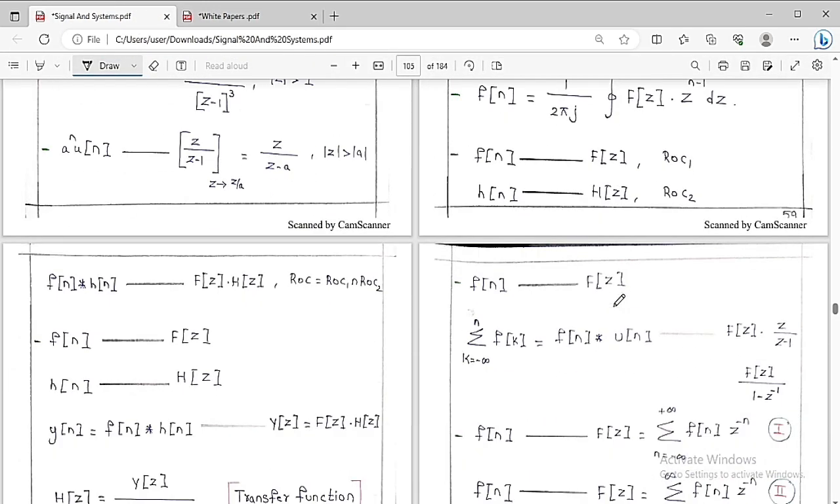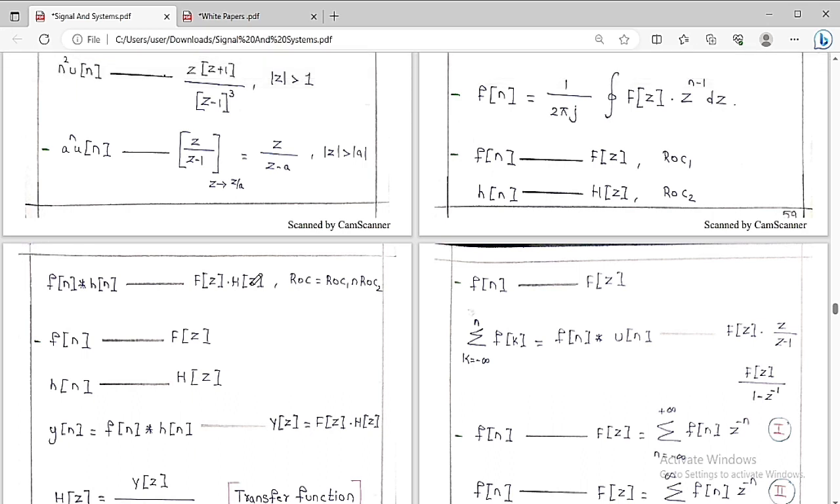Now the next point is, suppose for f of n, the z transform is F of z, and it has an ROC1. For h of n, the z transform is H of z, and it has an ROC2. Suppose we are doing the convolution, f of n convolved with h of n, then it will become a product in the Laplace domain or in the z domain also, which is F of z into H of z. So then what is the ROC? F of z is defined for ROC1 and H of z is defined for ROC2. If you want both of them to be defined, then definitely we need to take the common ROC.